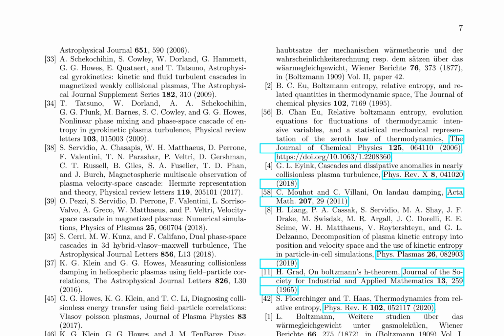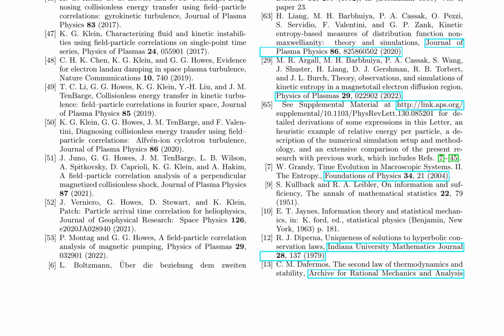The role of field-particle correlations in plasma physics cannot be overstated. These correlations play a pivotal role in the energy transfer process, significantly affecting the overall dynamics of the plasma. Furthermore, they are essential for the application of Boltzmann entropy and relative entropy in thermodynamic space.